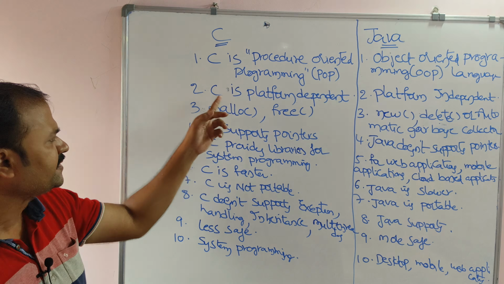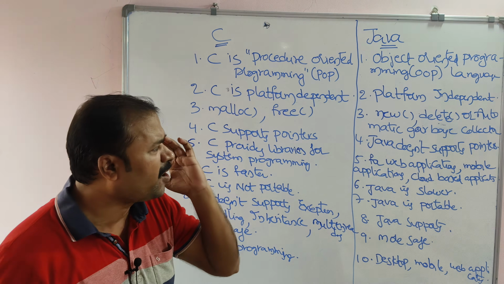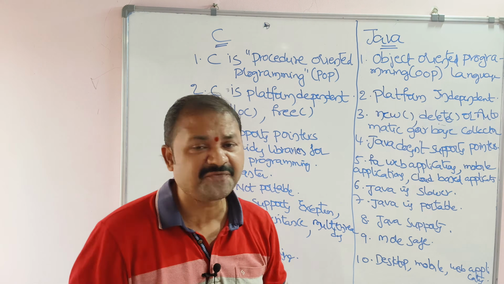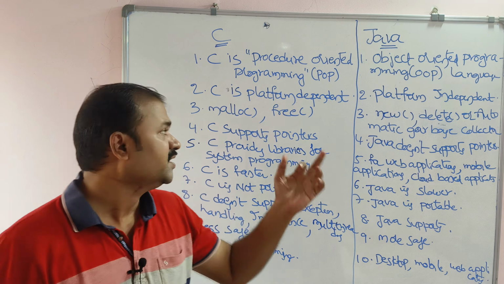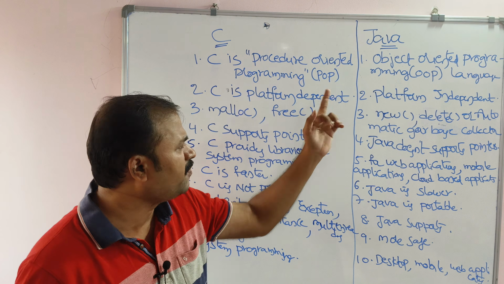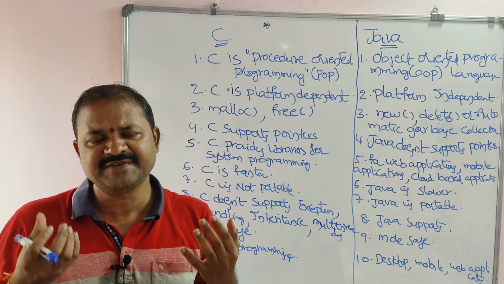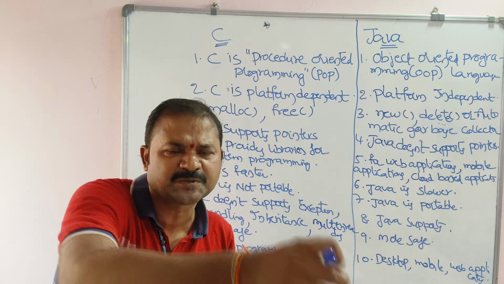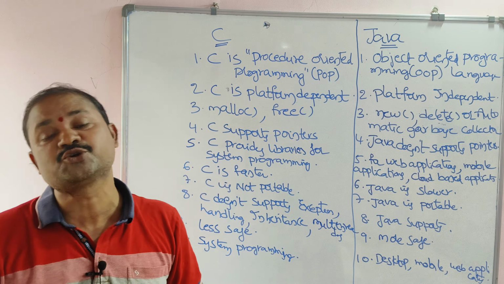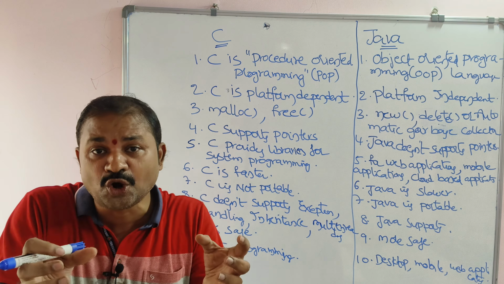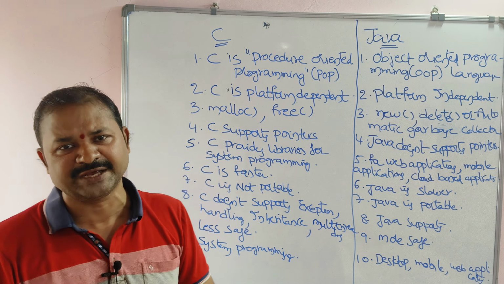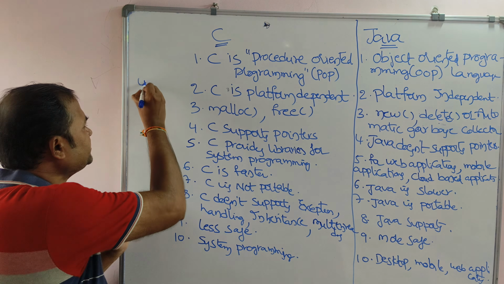Next, second point, C is a platform dependent language, whereas Java is a platform independent language. Why is C called a platform dependent language? Here we have a compiler. The compiler translates the source program into machine code. That machine code depends only on the corresponding operating system. So let it be the Windows operating system.